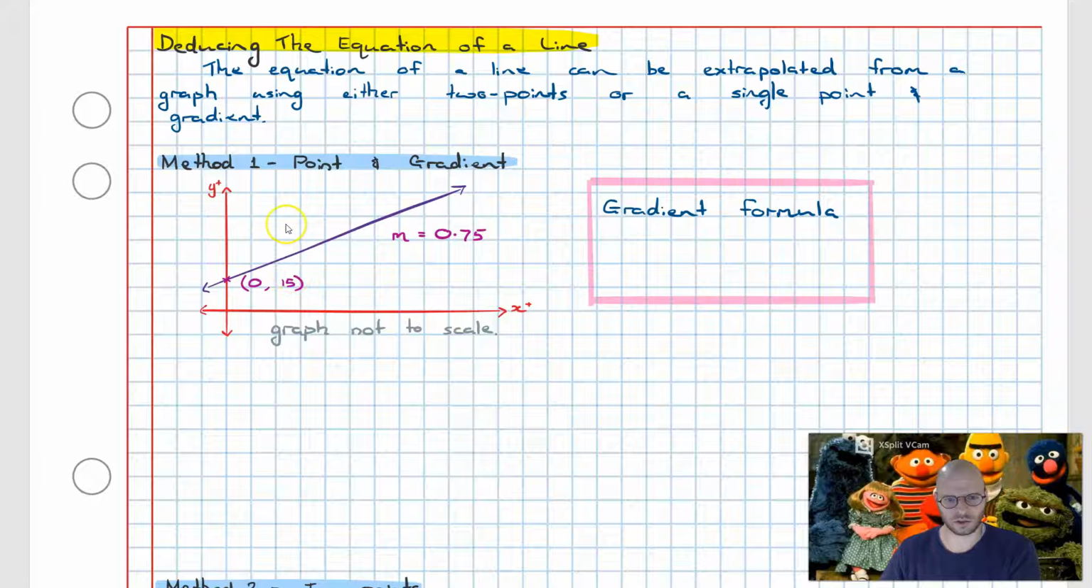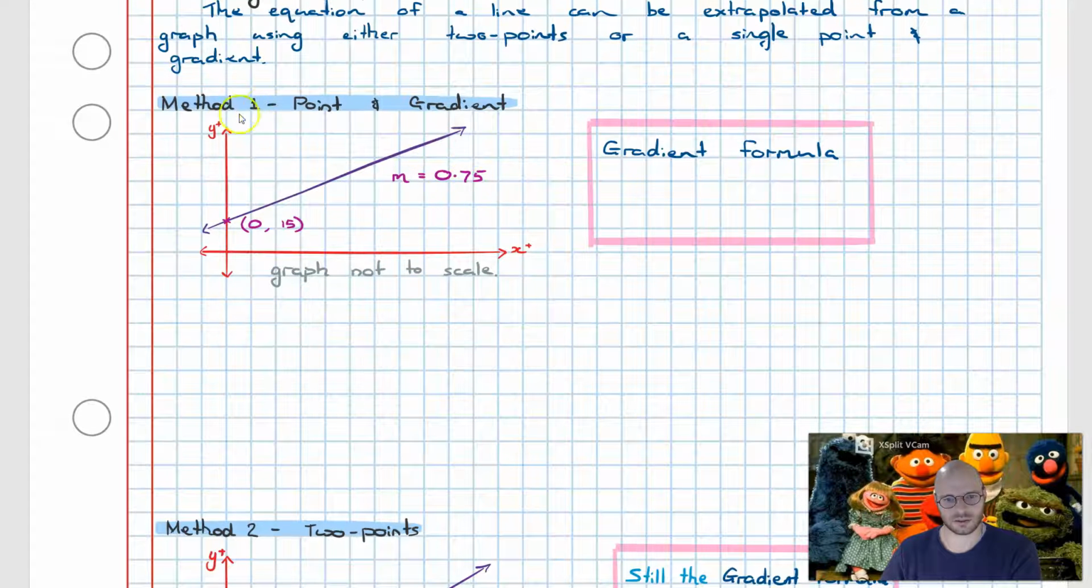Now for section 1, we're going to have a look at how we can deduce the equation of a line using a single point and a gradient. If we turn our attention down to the graph shown over here, which is not drawn to scale by the way, we have a single point and we have the gradient, m equals 0.75.